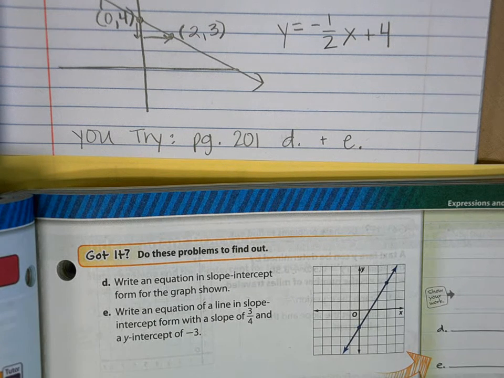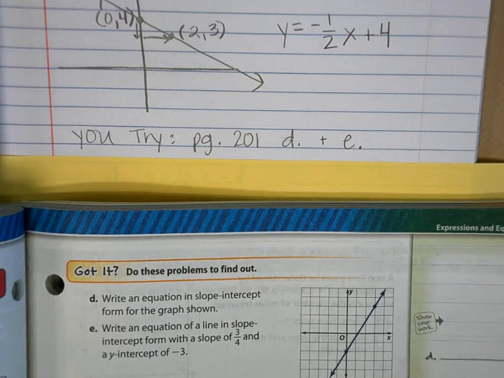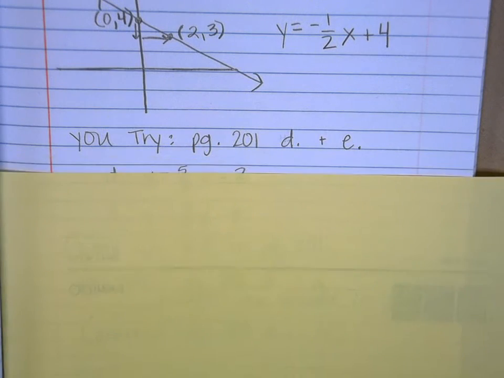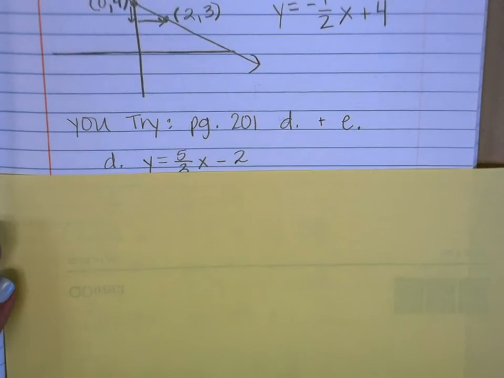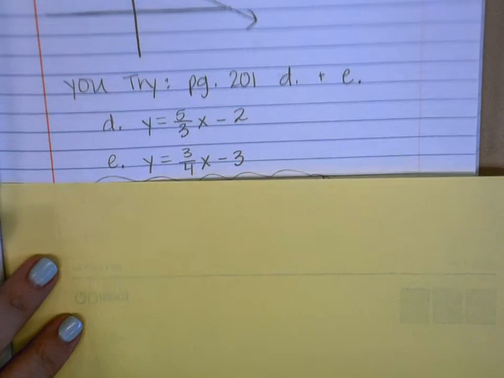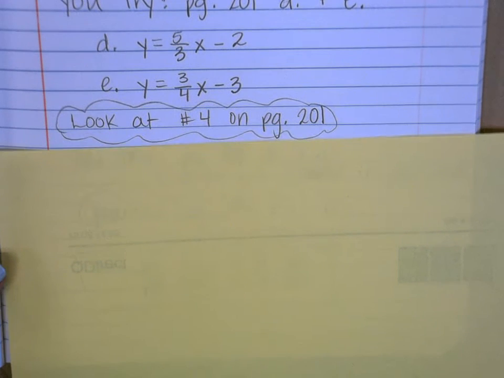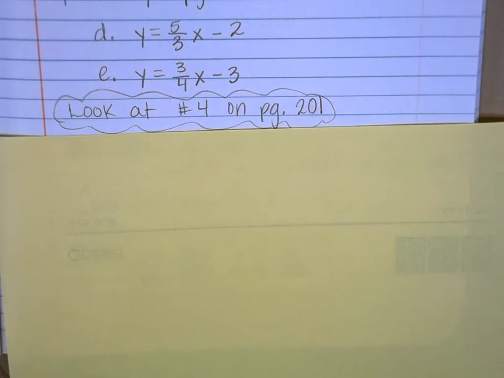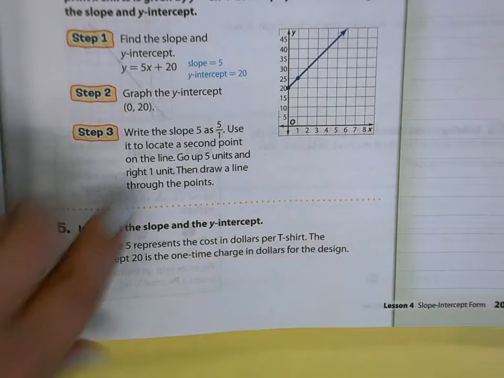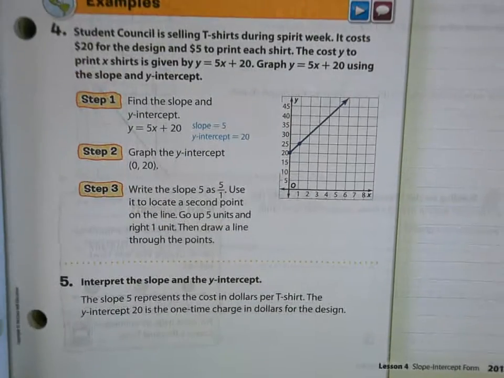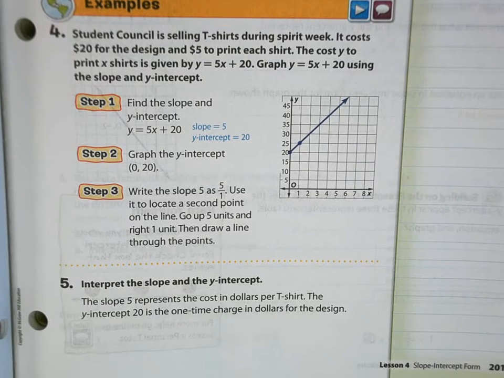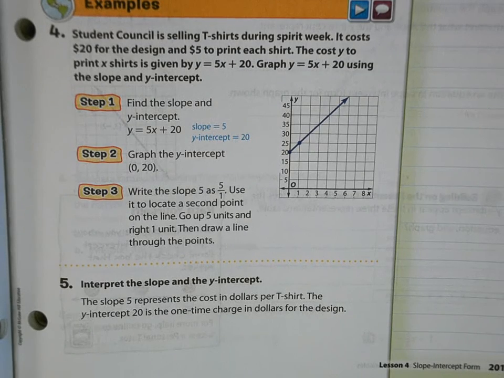Okay? All right. So the next thing I want you guys to look at is this one here. Oh, those were those two. Sorry. Those are the answers. Look at number 4 on page 201. So the same page you were at, but look at number 4. So it's this one right here. Okay, so let's look at this together. I didn't want to make you write it all down. Sound good? So student council is selling t-shirts during Spirit Week. It costs $20 for the design and $5 to print each shirt.